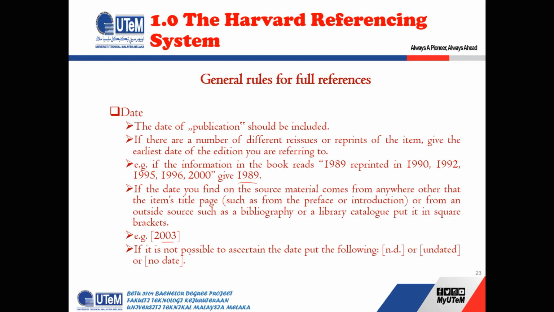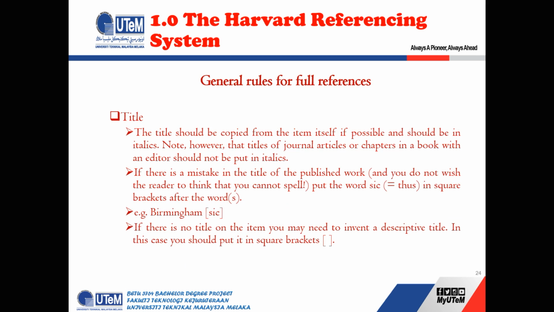Okay, if it is not possible to ascertain the date, put the following: ND or undated or no date. Okay, ND is no date. So if you cannot find the date, you have to put in square brackets ND or undated or no date. Okay, so we'll see the examples and it will be much clearer.